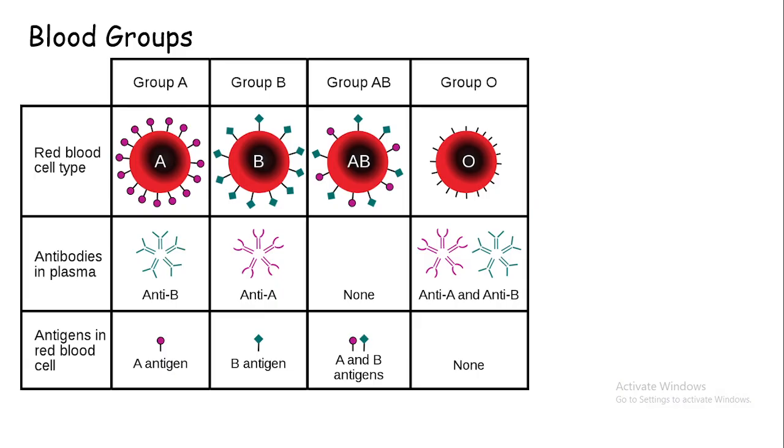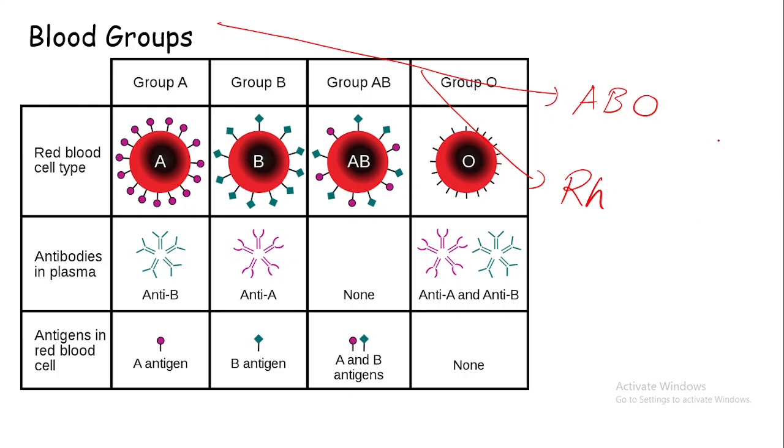Coming to the blood groups. There are mainly two types of blood groups that are seen in humans: the ABO type of blood group, and another type, the RH blood group. What exactly is this blood group based on?